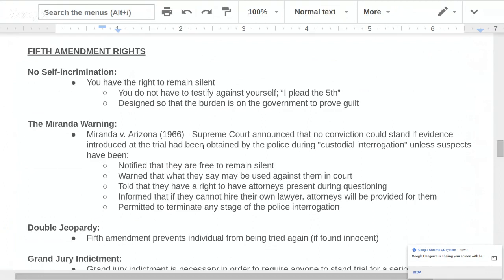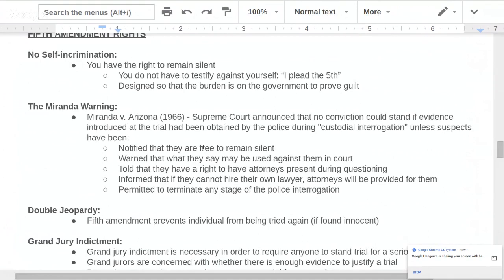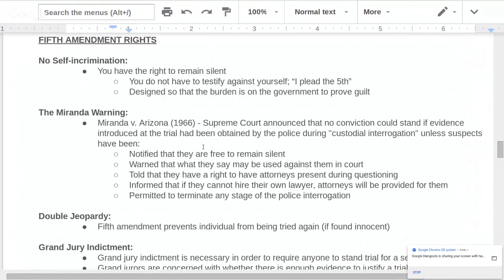So the Miranda warning, this is where the right to remain silent comes from. Miranda rights, that's where it comes from. In Miranda versus Arizona, the Supreme Court announced that no conviction could stand if evidence introduced at the trial had been obtained by police during custodial interrogation, unless suspects have been notified that they are free to remain silent, warned that anything they say may be used against them in court, and told that they have a right to have attorneys present during questioning. Those are the Miranda rights, established by Miranda versus Arizona.